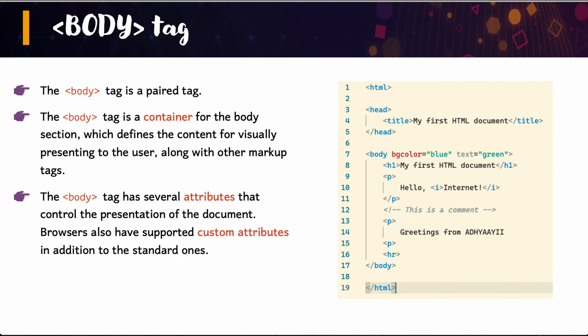The body tag has several attributes. We'll see them in the next slide. Several attributes that control how the document is presented. Now, there are several standard tags is what this really means. Why am I saying standard? Because each browser can support some additional non-standard tags that allow you to tweak the presentation further. For the purposes of our lesson, we will consider the standard tags.